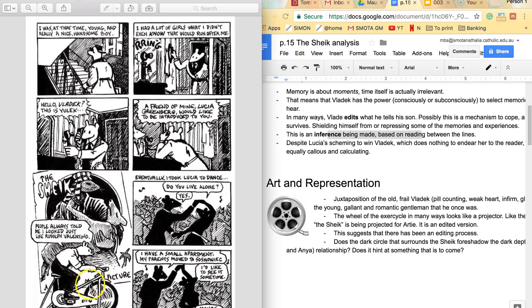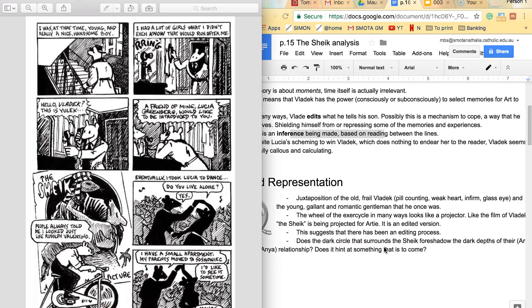But there was a suggestion that this wheel here looks like a film roll, as if Vladek is projecting his story again, an edited version of his story, because a film has been edited. It's not all the raw footage, not everything that ever happened. It's just the moments that the editor and the director would like you to see. So that is something you might want to think about, and again, it suggests an editing process.